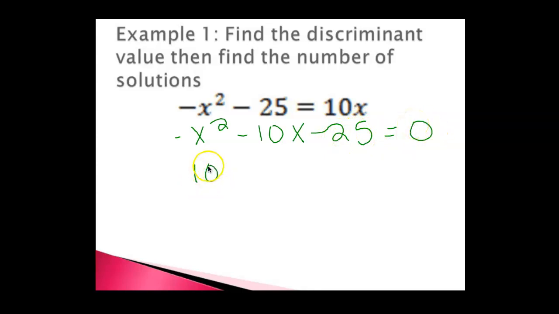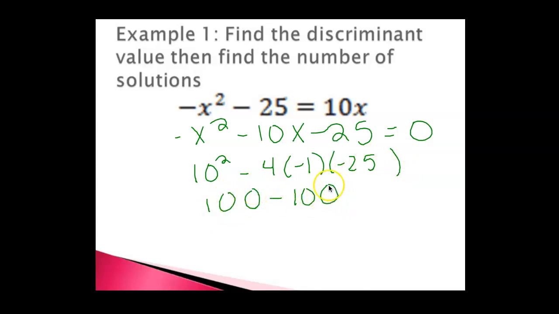Find b squared minus 4ac. So you end up with 100 minus 100. If the value of the discriminant is 0, we only have one real root.